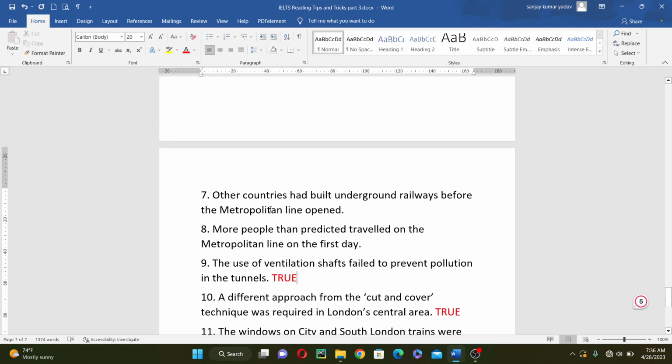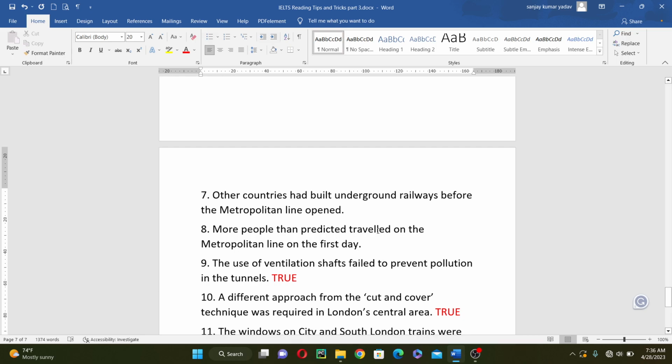Now, more people than predicted travel on the Metropolitan Line on the first day. So there must be a first day, right? So more people than predicted. More people means not all of the people, right? So more people means many people. So these small words, like more, even matter here. If more people than predicted travel on the first day, it's true. If it's fewer people, whatever the prediction has been, then it's false. If it's not talking about anything related to it, then it's not given.